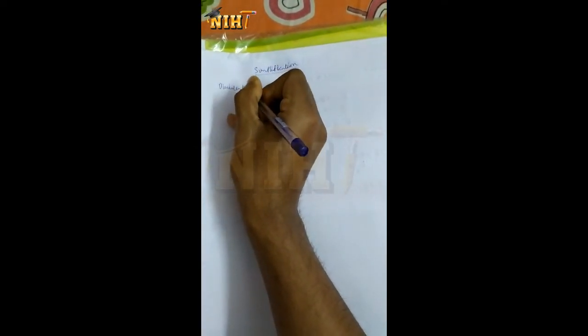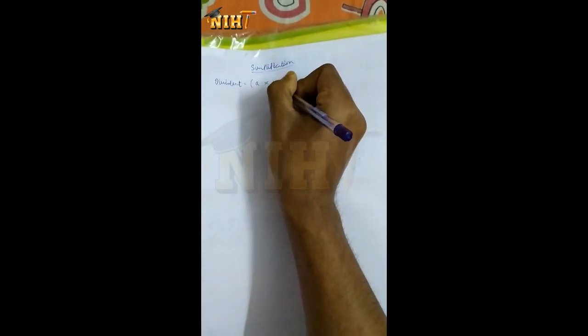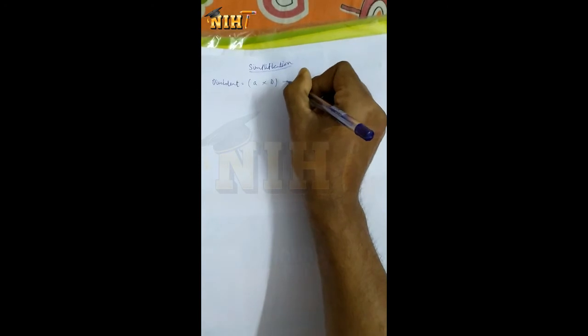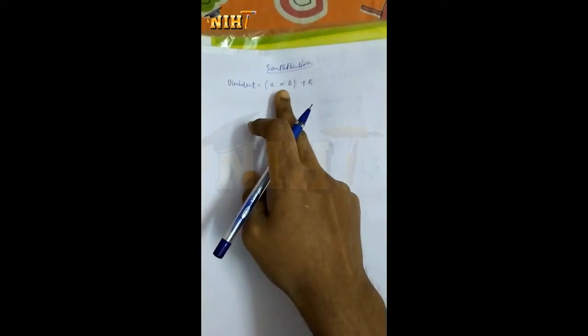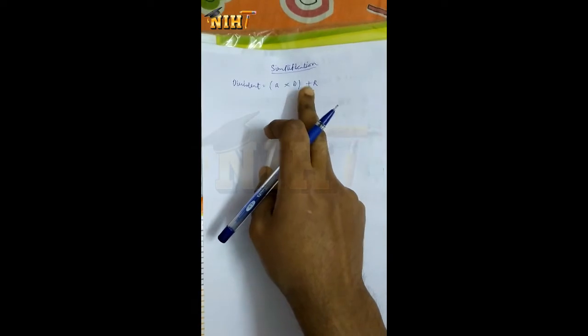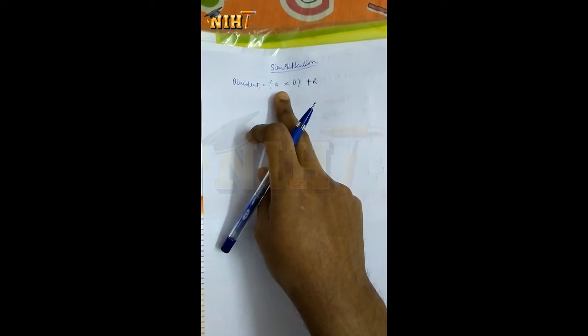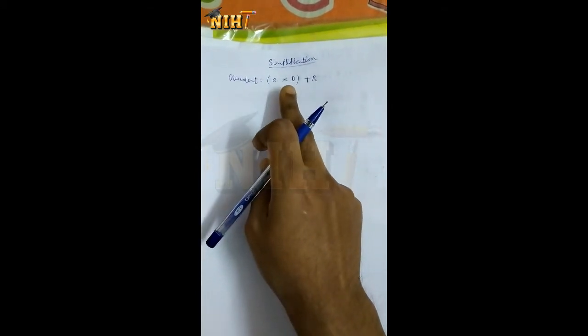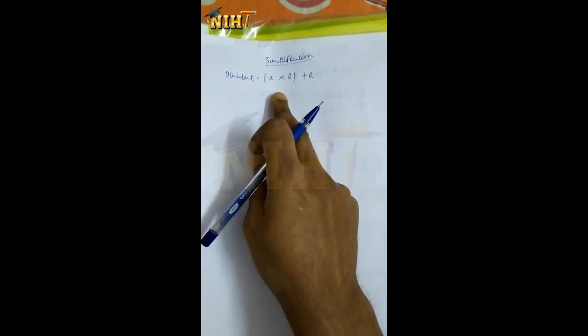Dividend equals quotient into divisor plus remainder. Many of you will be thinking about why we are doing the multiplication first and the addition afterwards. You can also think that plus can be done first and multiplication afterwards, but that's totally wrong. I will make you understand why.